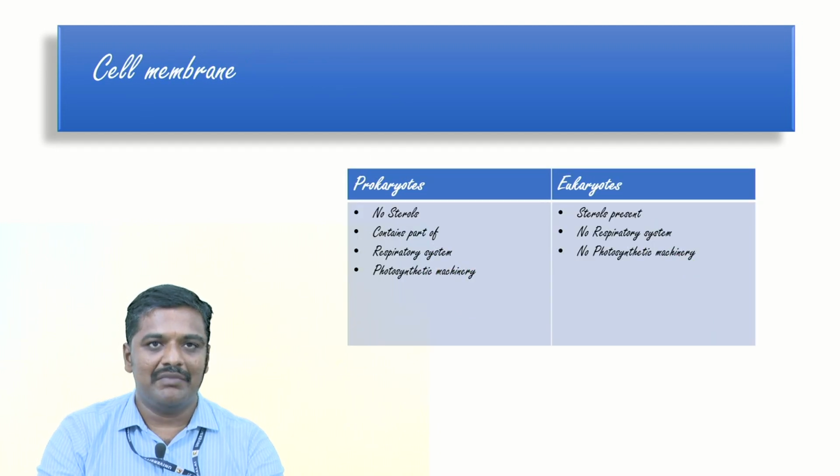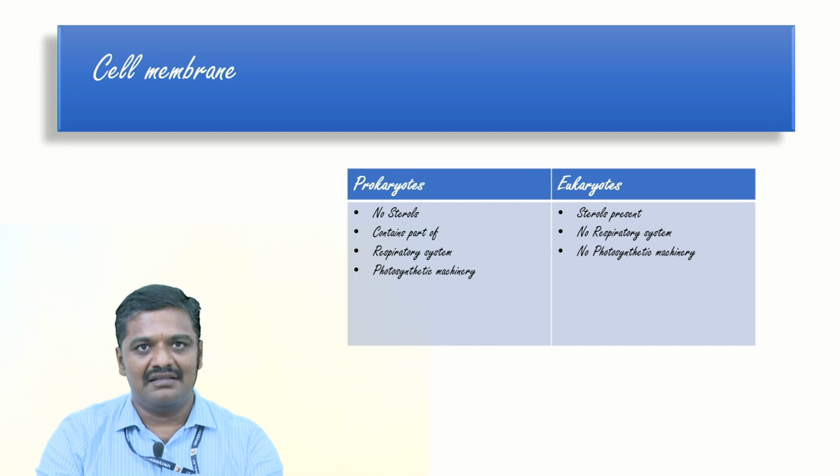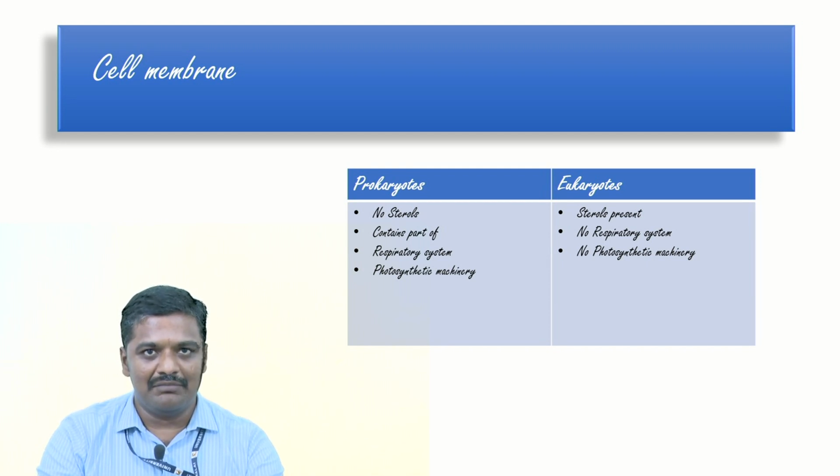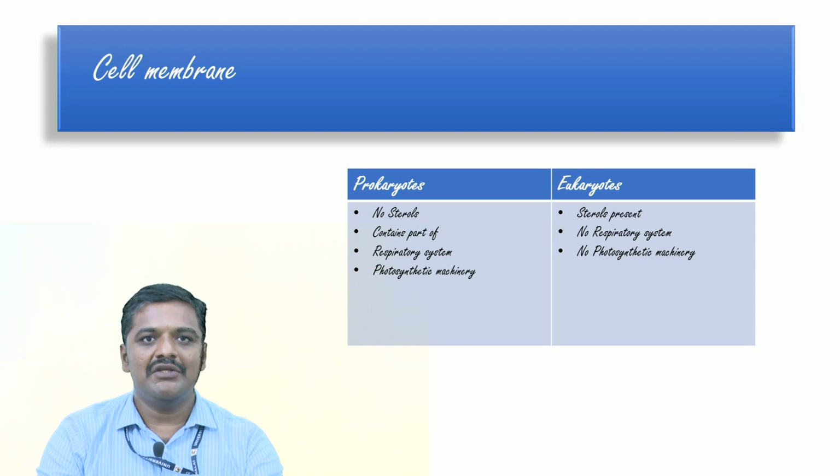Next one is the cell membrane. The cell membrane is the second layer of the cell. It maintains cell integrity by selectively allowing some components inside the cell and allowing some components outside the cell. And in prokaryotes, we cannot find any sterol in the cell membrane. And as it is lacking the internal organelles, it contains some part of the respiratory system and the photosynthetic system of the cell. And in some eukaryotes, sterols can be present in the cell membrane. And in eukaryotes, the respiratory system or photosynthetic system are totally absent from the cell membrane.